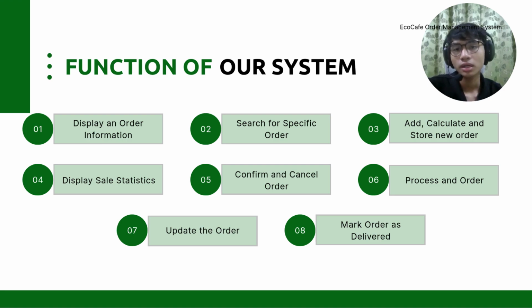Okay, now let's look at the features of our Eco Cafe order management system. Our application includes 8 key features to ensure smooth cafe operations. First, the system can display order information. Second, it can search for a specific order. Third, it can add, calculate, and store a new order. Fourth, it can display sales statistics. Fifth, it can confirm and cancel an order. Sixth, it can process an order. Seventh, it can update an order. And finally, it can mark an order as delivered. So to see all of these features in action, let's dive straight into our live system demonstration.